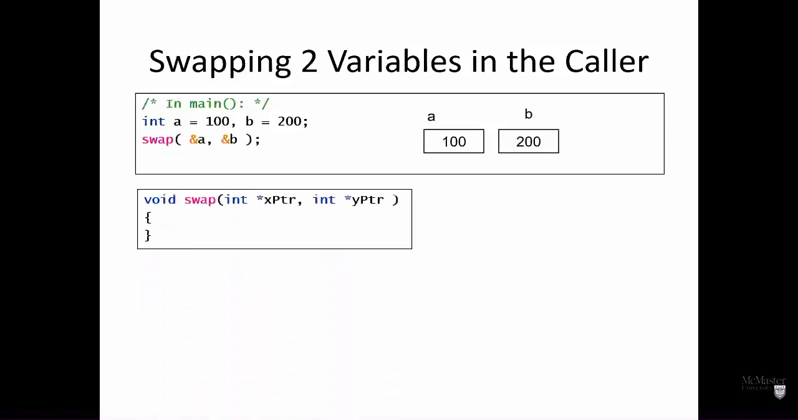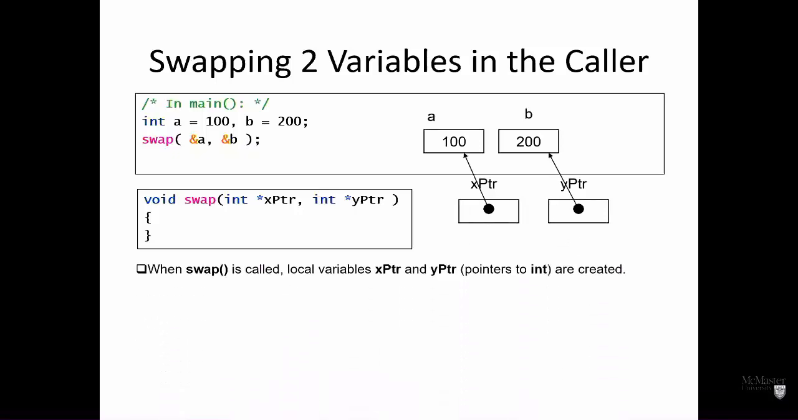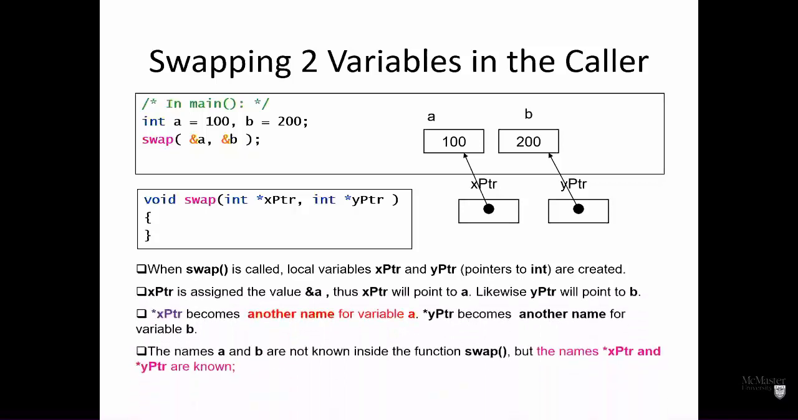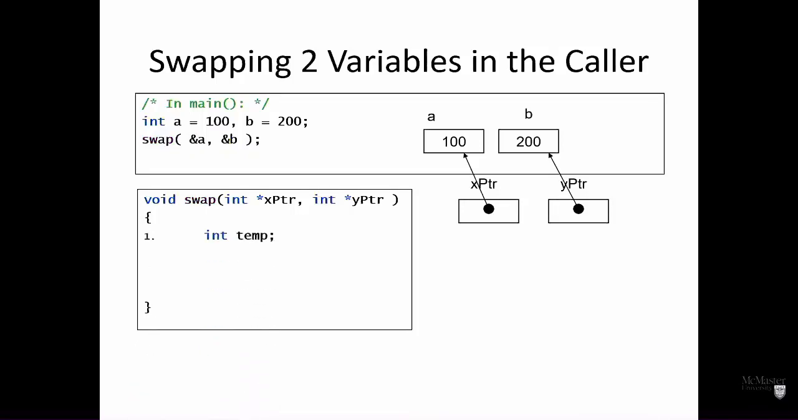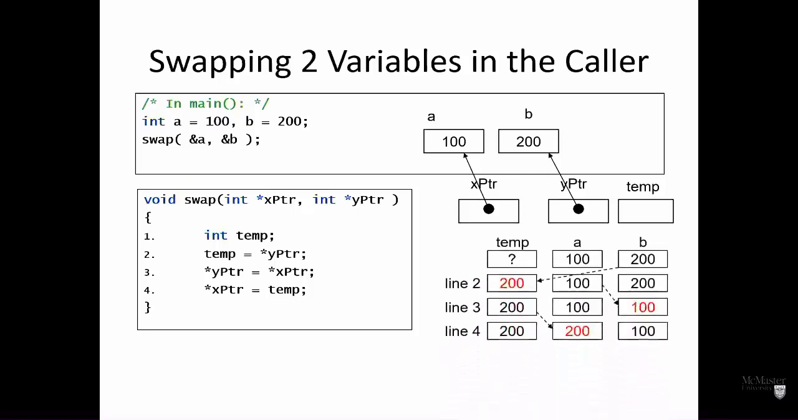So if you want to see what's going on, assume a and b are 100 and 200. You define these two pointers. Right now they are not pointing to anything. But once you call the function that goes to swap, this x pointer will take the address of a, and this y pointer will take the address of b. And then inside the swap function itself, you define the third memory location, which is temp, 4 bytes. By doing this, temp is equal to the y pointer's value. You go here, take the value that the y pointer is pointing to, 200.